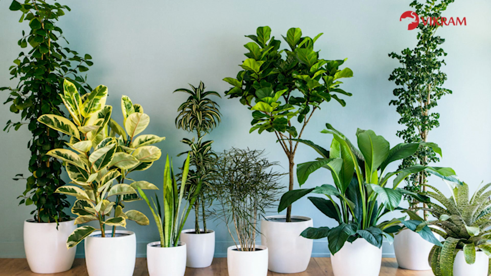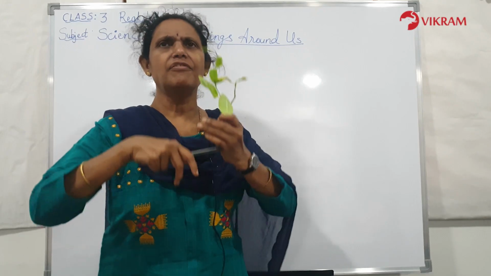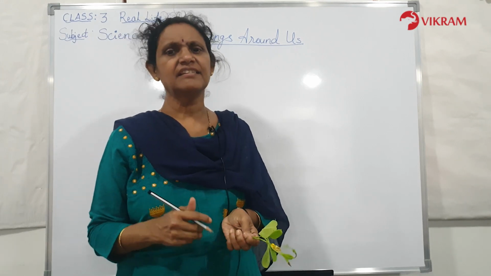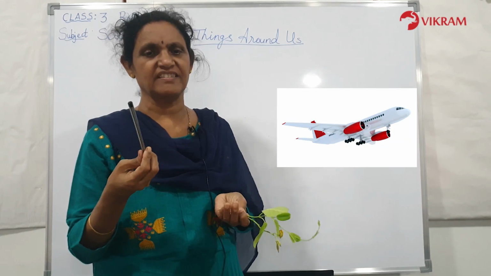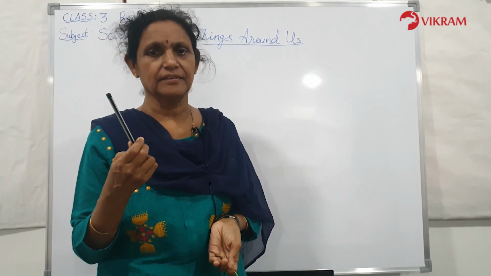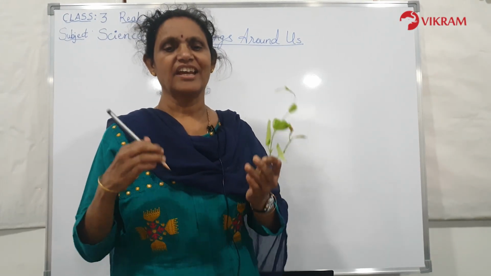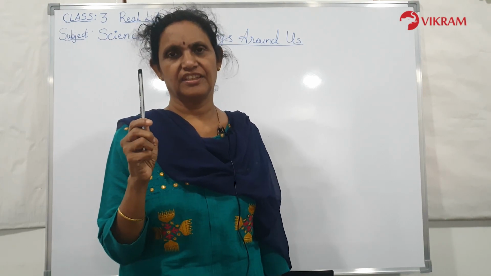Things like plants, animals, air, water, mountains, etc. are found in nature. They are called natural things. Things like chairs, tables, cars, television, pens, pencils, aeroplanes, etc. are made by man. They are called man-made things. Some man-made things and natural things have no life. These are called non-living things.